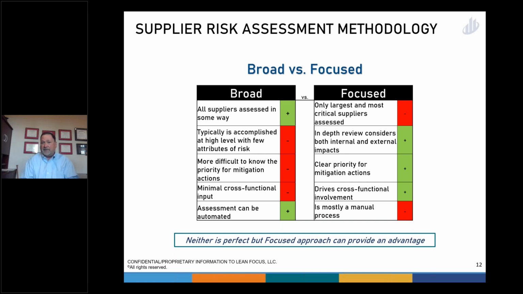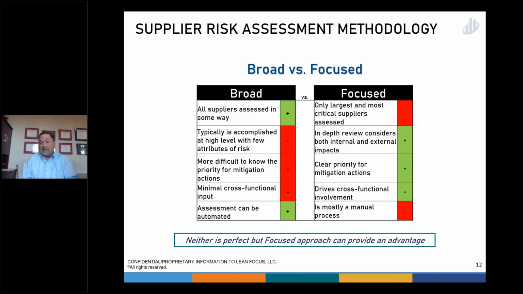Now, when we talk about a focused approach, we're really only looking at our largest and most critical suppliers to be assessed. And the reason we do this is that it really gives you a much more in-depth view of the risks that the supplier can bring, and also what the internal impacts may be on your organization. It helps you have a clear priority for mitigation action because, again, you're not assessing 1,000 or so suppliers. It really should be somewhere between 20 and 30, and maybe a few more, but somewhere in that range.